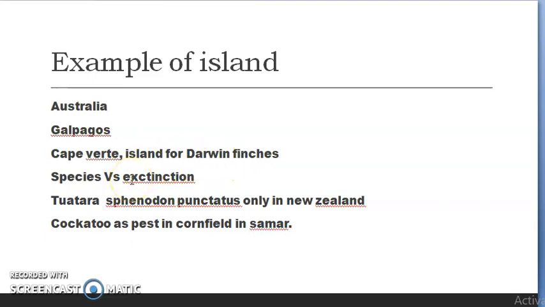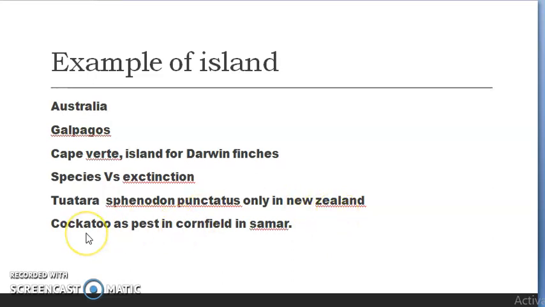Another thing also studied by island biogeography is species versus extinction, that is, the rate of species and their extinction. A well-known example is the rhynchocephalian, the tuatara, Sphenodon punctatus, only found in New Zealand, because New Zealand is an island far away from other mainlands, and the species is confined only to that region. Because it is very far away from the rest, there are chances of its extinction, because there is no migration or immigration of this species to other lands.